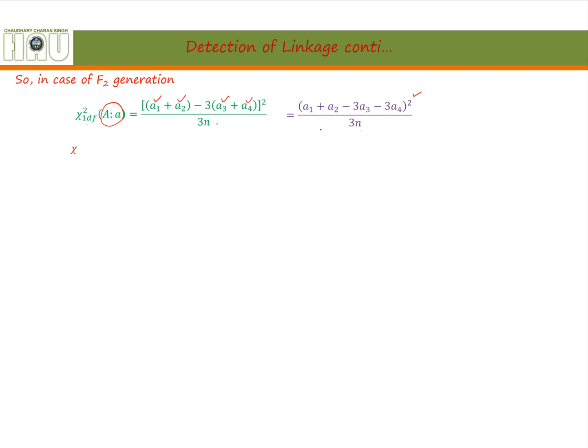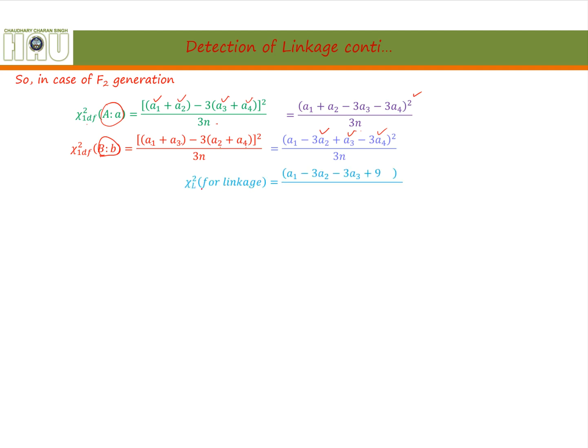And for the second type of class, we have 1 degree of freedom. In order to test the segregation of this, we will use A1 plus A3 minus 3 times (A2 plus A4). When I simplify it, it becomes (A1 minus 3A2 plus A3 minus 3A4) whole square divided by 3n. And in case of linkage, chi-square linkage can be tested by this formula.